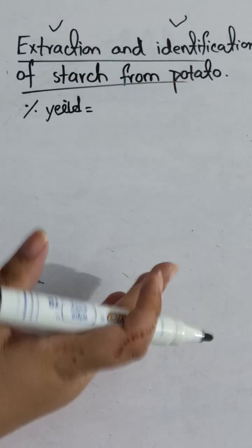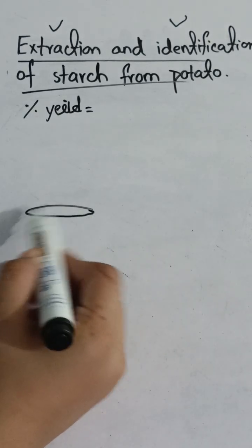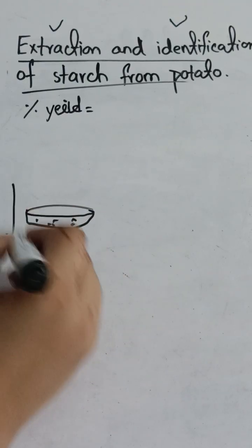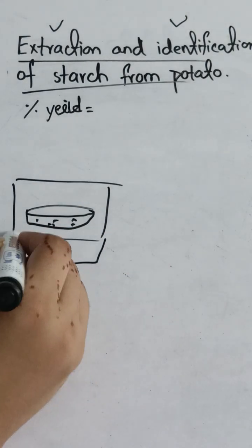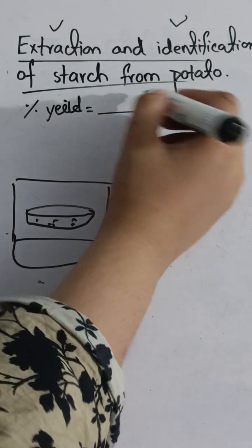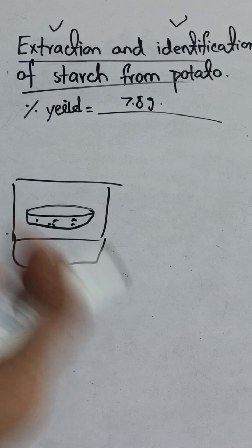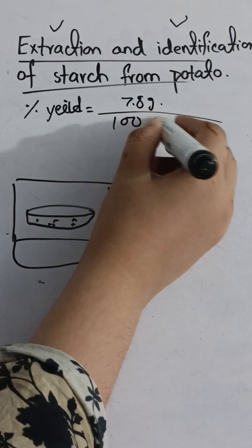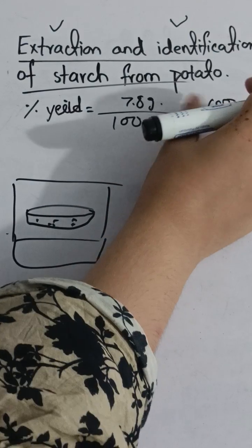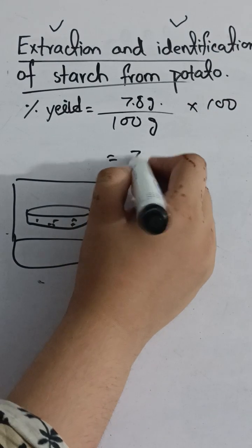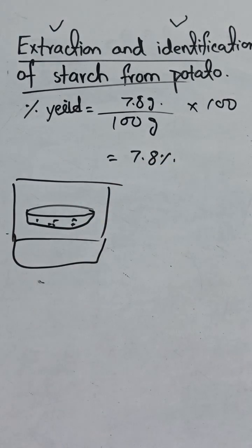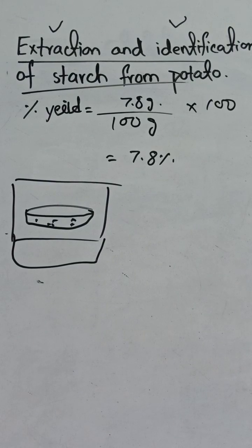So you will take the weight of your starch, the dry powder that you get after the extraction, and you will weigh it out with the weighing balance. Okay, so this is the weighing balance from which you weigh out, and the weight comes out to be 7.8 gram. You will divide it by the weight of the potato. So always you have to take the weight of the potato as 100 gram. You will multiply it by 100, and then you will get the percentage yield, which is 7.8%. Okay, so it means within 100 gram of the potato you will get 7.8% starch.